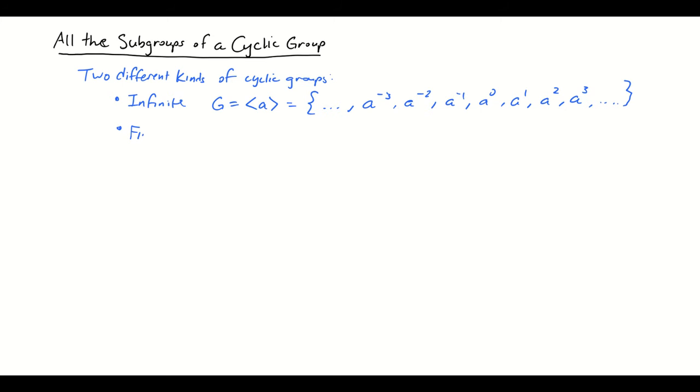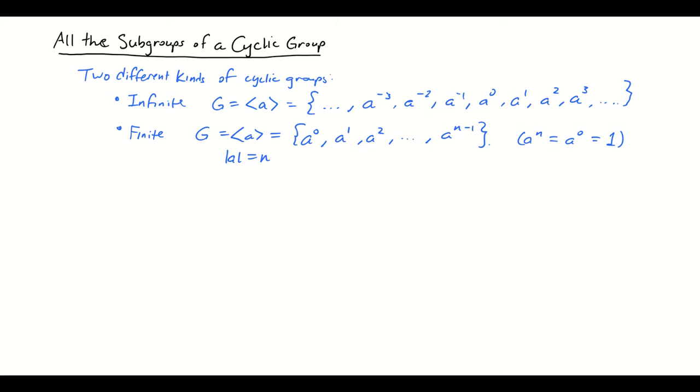In the finite case, G is, again, the group generated by A, but this time A has finite order, which is n. And the group consists of just A to the 0, A to the 1, A to the 2, all the way up to A to the n minus 1. And then A to the n is equal to A to the 0 because that's the identity, and A has order n. So in this video, we're going to talk about what are all of the subgroups of a cyclic group in each of the cases.